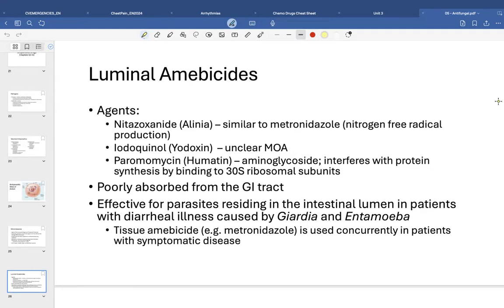There are patients that may have a concurrent infection with a more systemic bug. In those cases, we would give the luminal amebicide with what we call a tissue amebicide like metronidazole. That works more systemic. Metronidazole will have its systemic effects, and the luminal drugs will work.